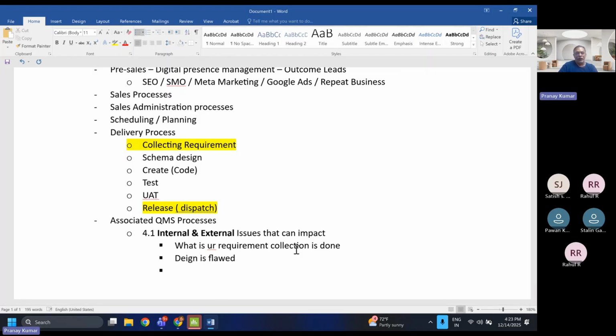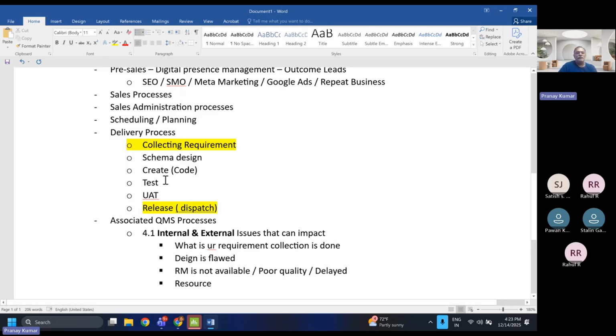So if the requirement collection is not done well, if the design is flawed, or when I am actually doing the activity, when I'm doing my production, I will need my raw material. So my raw material is not available, or it is of poor quality, or it is delayed. The promise was that we would make it by the 20th, but till the 20th the material did not arrive, Pawan, what will happen? When you did not get the raw material on time, it will be delayed. When your resources are not available.